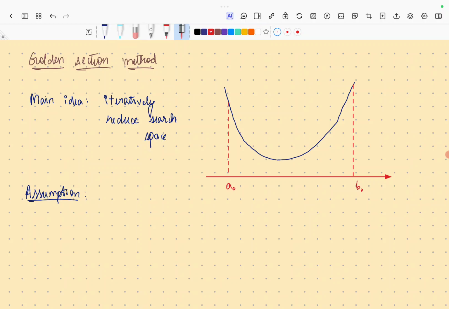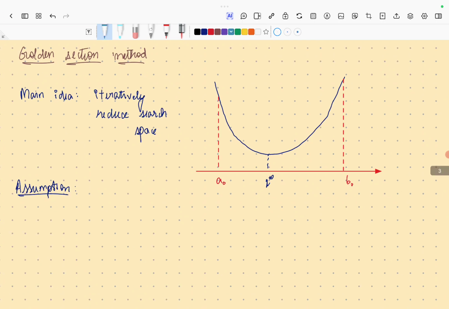So the basic assumption that we have is the following. We are given a function, and we are told that the minimum lies within some interval a0 to b0. That's given to us. We somehow know this. And given this, we want to find some point x. Maybe this is the point of minimum, my x star. My goal is to eventually come up with some point x that is epsilon close to x star.